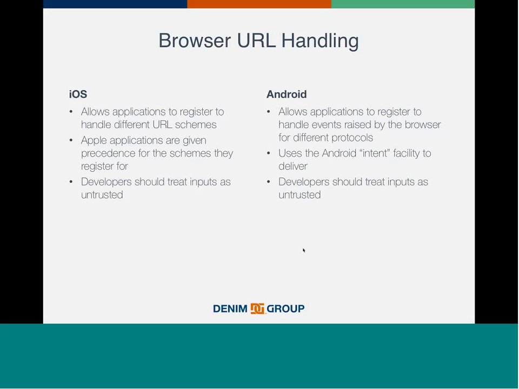There's also some interesting capabilities that mobile applications allow to help you provide a premium experience for certain users. And so what both iOS and Android do is they allow you to have applications register for different URL schemes.